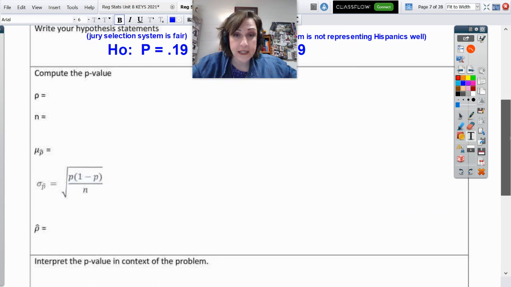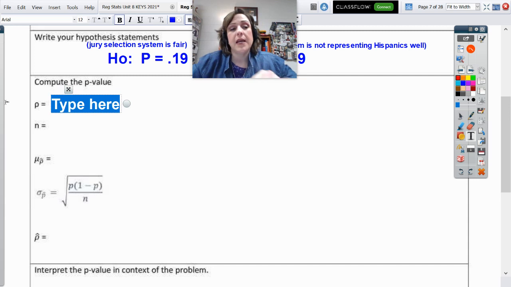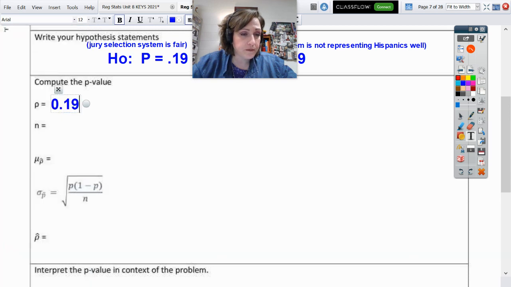Huh, what is going on here? Have you seen all of this before? Yes, you have. That is what we just tested on last week, my friends. So here we go. There is our population parameter, 0.19. That is what is in Parker County. And then what size sample do they take? They take a sample of 72 jurors.